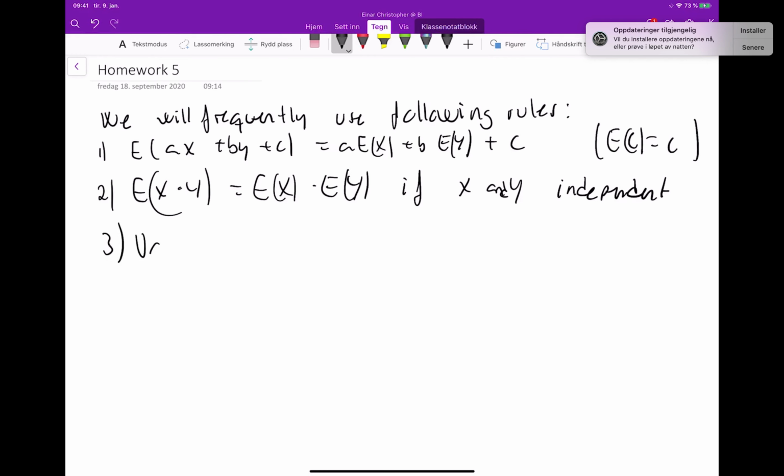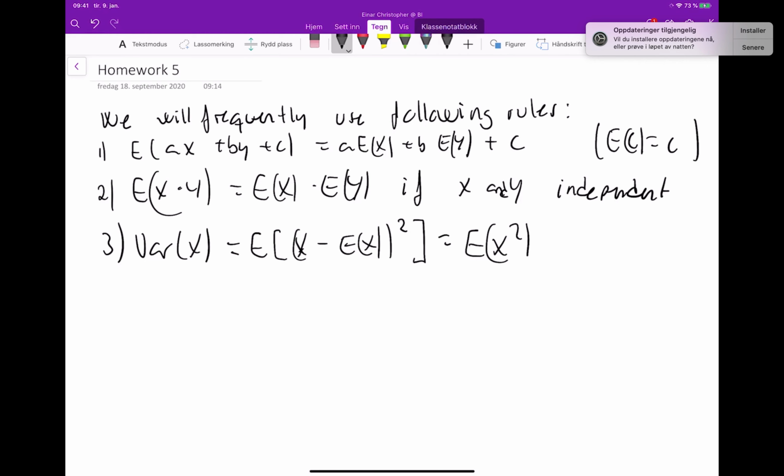3, the definition of a variance, or we call it a rule here. The variance of x is the expectation of x minus the expectation of x, to the power of 2. And this can be rewritten as, and we will show this in exercise 1a, the expectation of x to the power of 2 minus the expectation of x, to the power of 2.